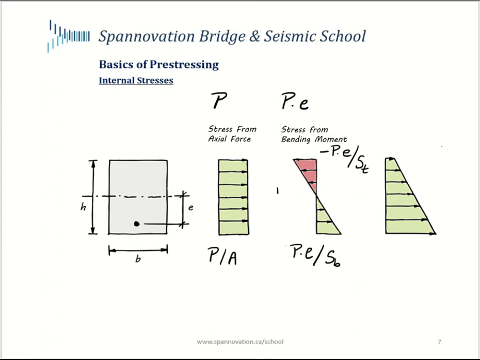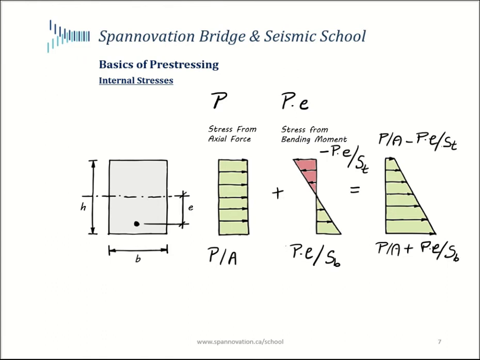Now if I were to add these two stresses, I would get the net stress due to prestressing. On the top, it would be the compressive stress from axial compression minus the tensile stress from moment. So the net of that would be the stress on the top fiber. Similarly on the bottom, it's going to be P divided by A plus the moment P times e divided by S_B. So what we're seeing in this case is generally we end up with a large compression on the bottom fiber and a smaller compression on the top.